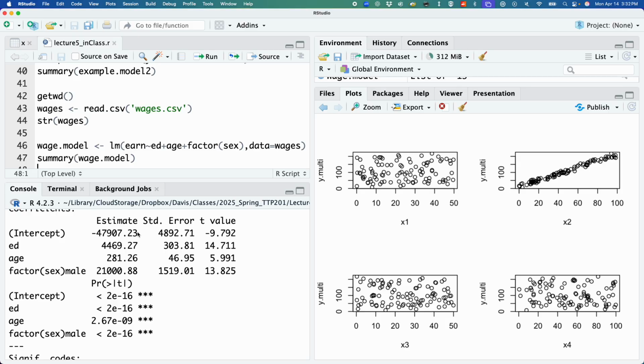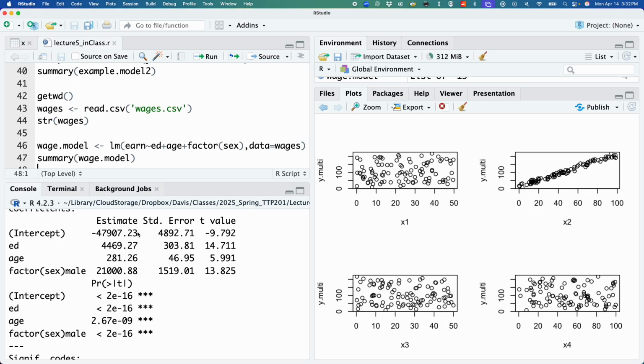This thing, yeah. So basically it's saying if you were female at 0 years of age and 0 years of education, you would make negative $48,000. And if you were male, then you would make negative 48 plus 21, so negative 26. Okay. Yes, also an indicator of some kind of gender bias in society, right?